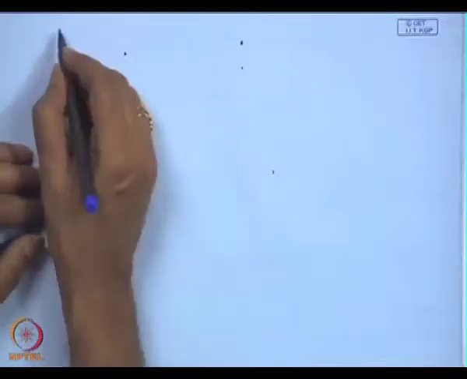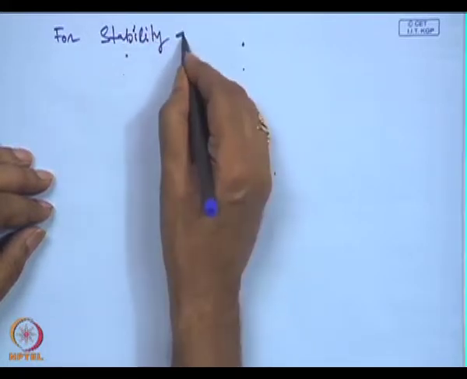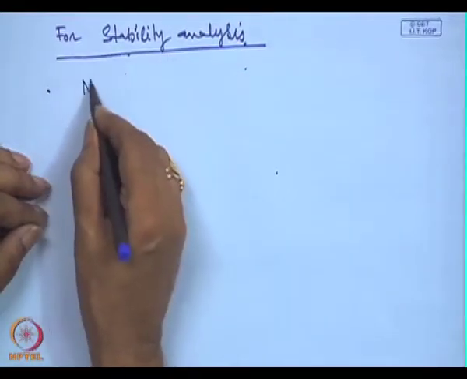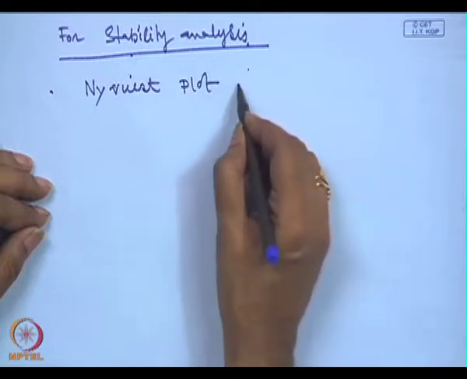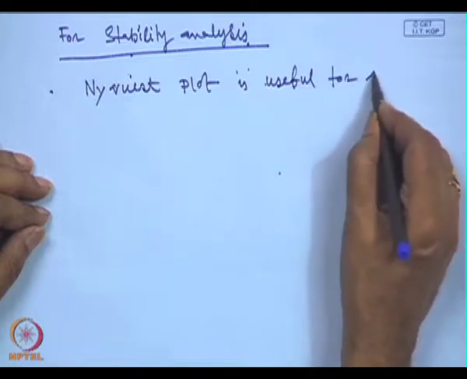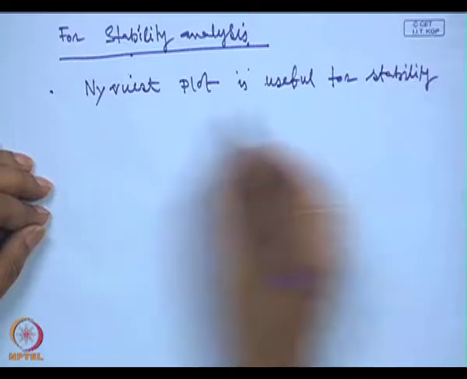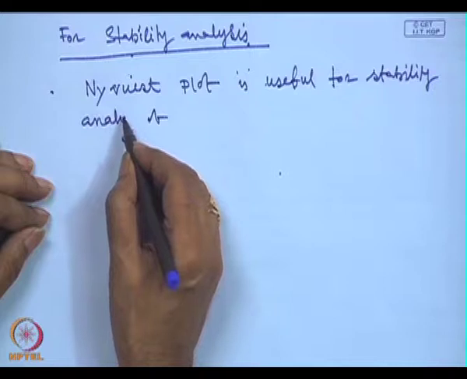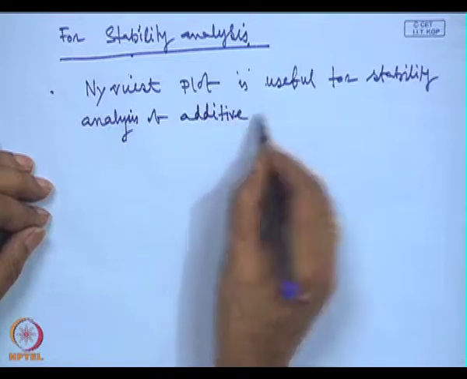For stability analysis, the Nyquist plot is useful for stability analysis of additive uncertainty.